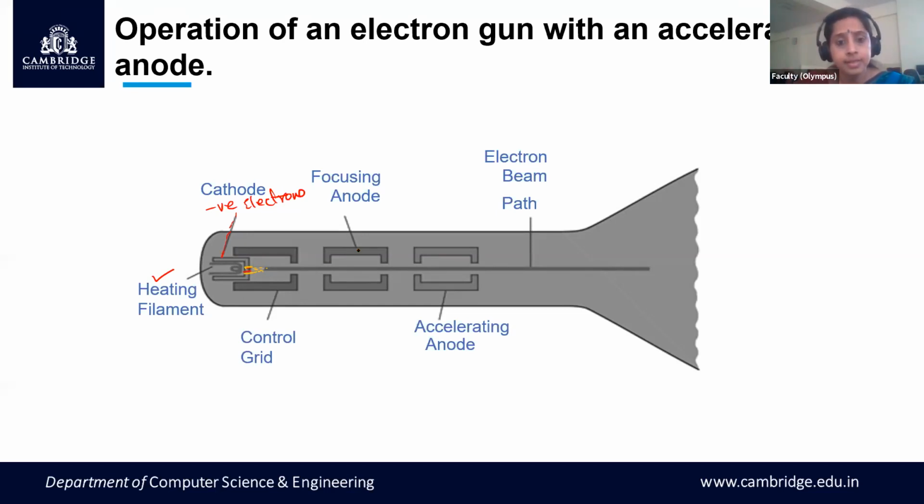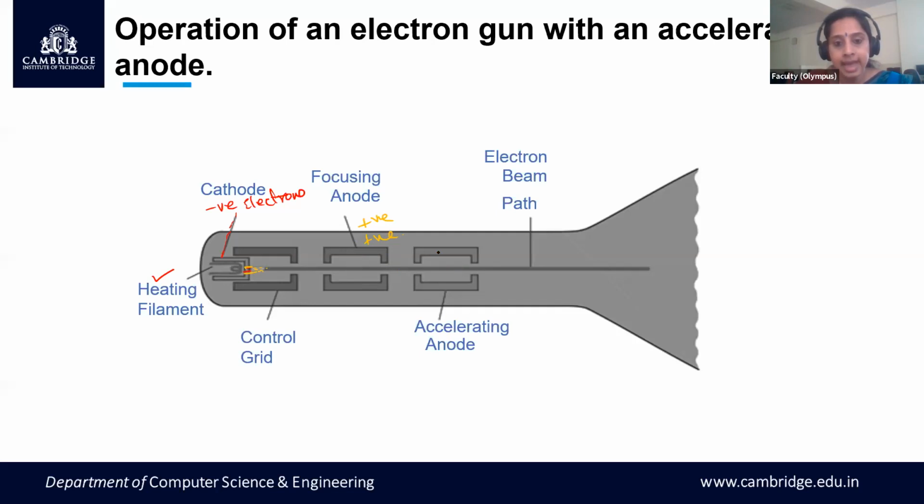Now, they are giving a focusing anode here. The focusing anode is positively charged. It is nothing but to maintain an equilibrium position, balancing both positive and negative, so that the negative electrons do not go to waste. So for balancing, they use this. That is nothing but a focusing anode.